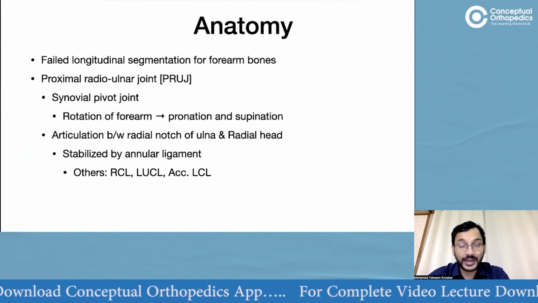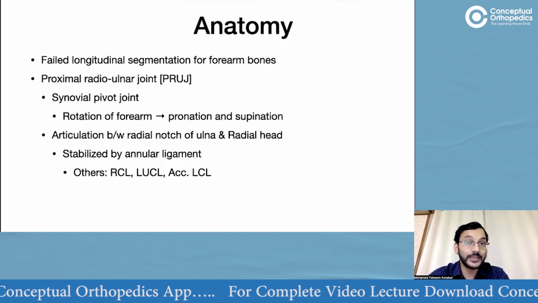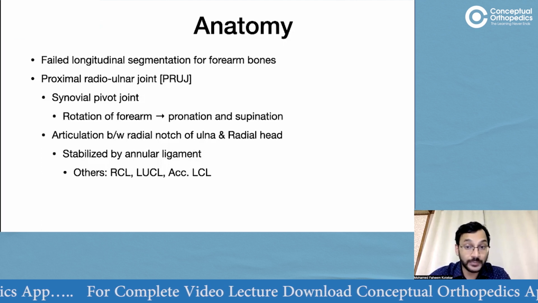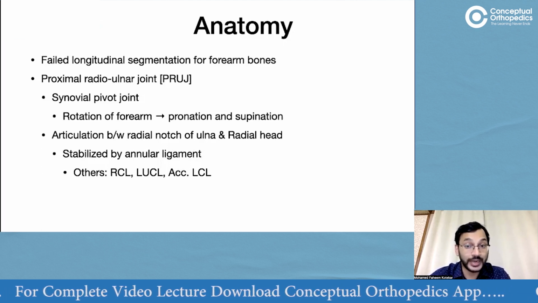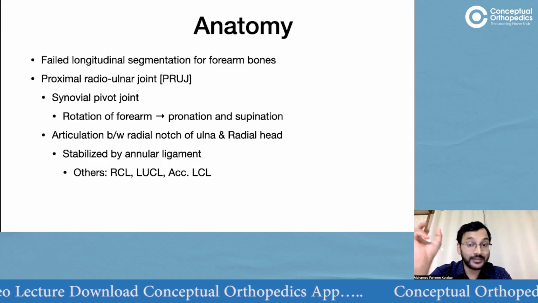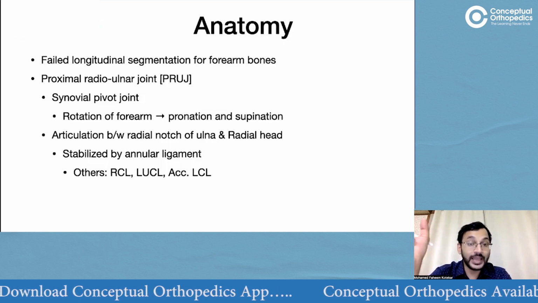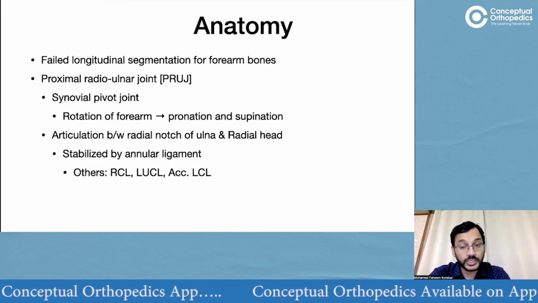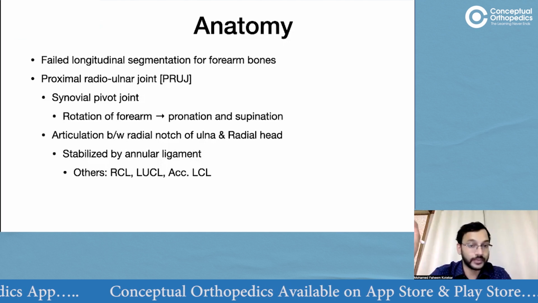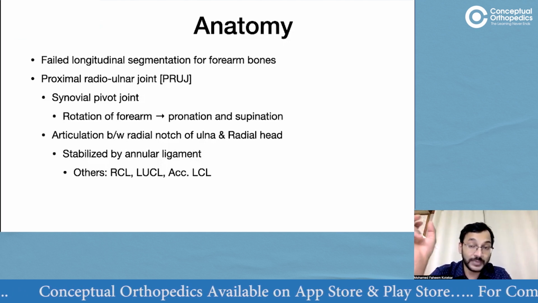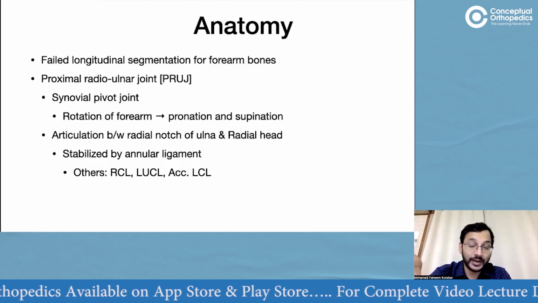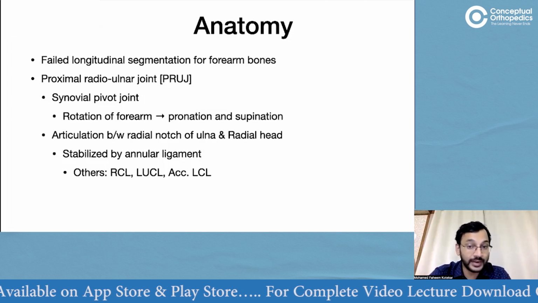By pivot, we mean that this pivot helps in the rotation of the forearm, that is the pronation and supination movement. However, when pronation and supination take place, the radial head stays in one position. It does not go across the ulna. That position is stabilized by the annular ligament with the association of the radial collateral ligament, the lateral ulnar collateral ligament, and the accessory lateral collateral ligament. The main ligament which keeps the radial head in place is the annular ligament. Of course, this articulation takes place between the radial notch of the ulna and the radial head itself.